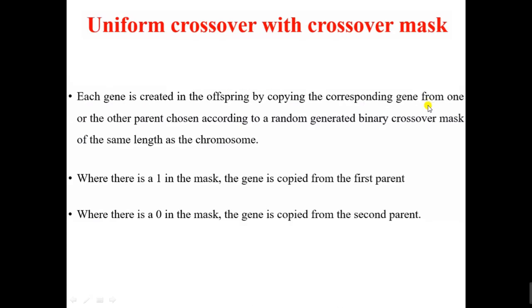Then another one is called uniform crossover with crossover mask. Here, each gene is created in the offspring by copying the corresponding gene from one or the other parent, chosen according to a randomly generated binary crossover mask of the same length as the chromosome. Where there is a 1 in the mask, the gene is copied from the first parent. Where there is a 0 in the mask, the gene is copied from the second parent.